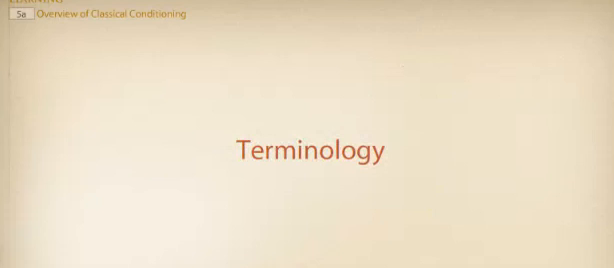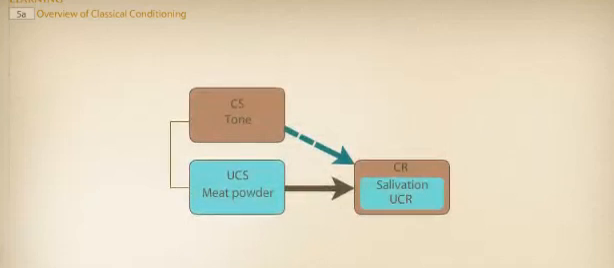So let's talk a little bit about the terminology that you need to know in classical conditioning. Examples of classical conditioning are usually diagrammed as shown above. Let's look at the elements in each one of these different boxes and the special vocabulary associated with classical conditioning. The bond Pavlov noted between the meat powder and the salivation was a natural, unlearned association. It did not have to be created through conditioning, meaning that if you present meat powder to a hungry dog, it will salivate, and nobody has to teach the dog to make that response.